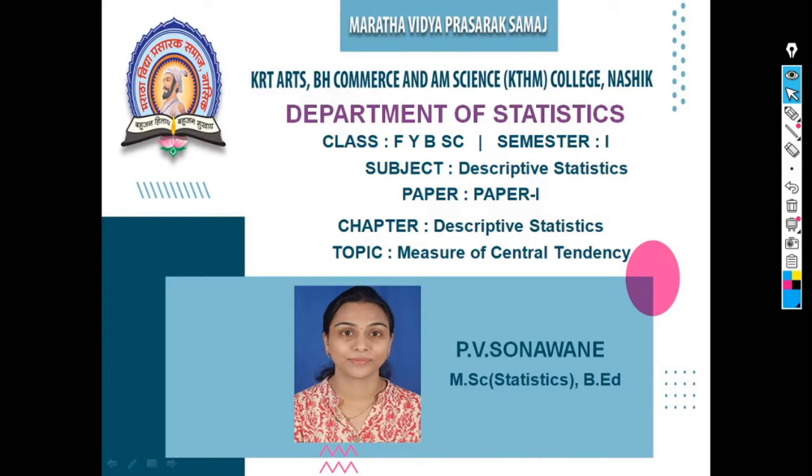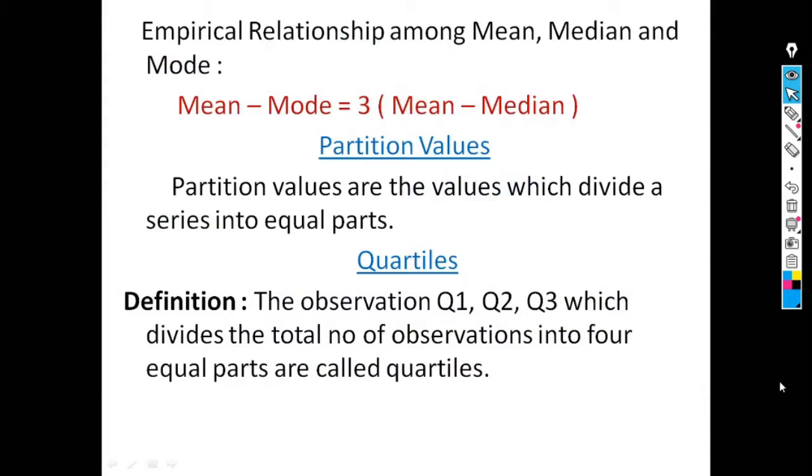Hello everyone, this is our next lecture on the chapter Descriptive Statistics and our topic is Measure of Central Tendency. Today we will see calculation of quartiles for discrete frequency distribution and for continuous frequency distribution.